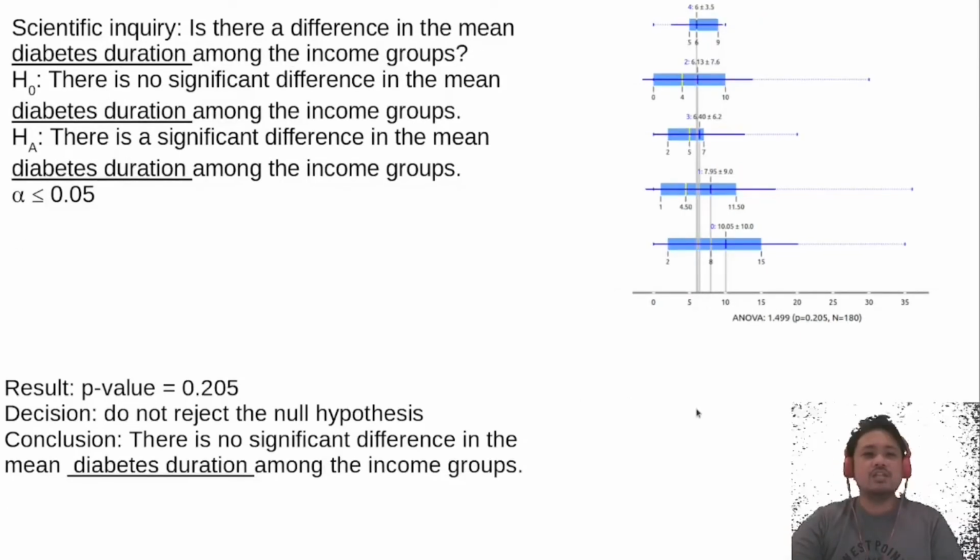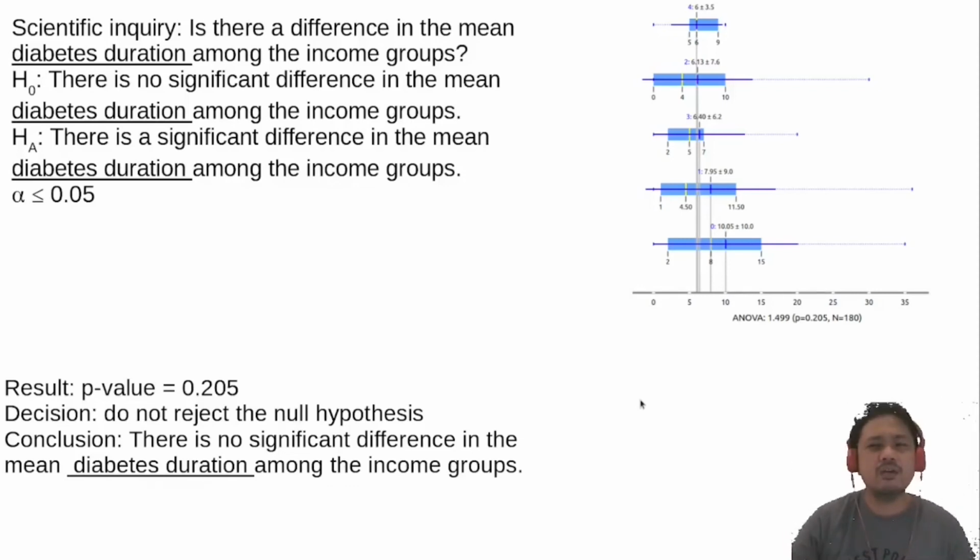Average diabetes duration. As you can see, the gray lines here are very near each other. Groups 4, 2, and 3 are really near. Then a little farther away are groups 1 and 0. However, is this significant? Well, the answer is no, since the p-value is 0.205, which is bigger than 0.05. We will not reject our null hypothesis. We can conclude that there is no significant difference in the mean diabetes duration among the income groups.